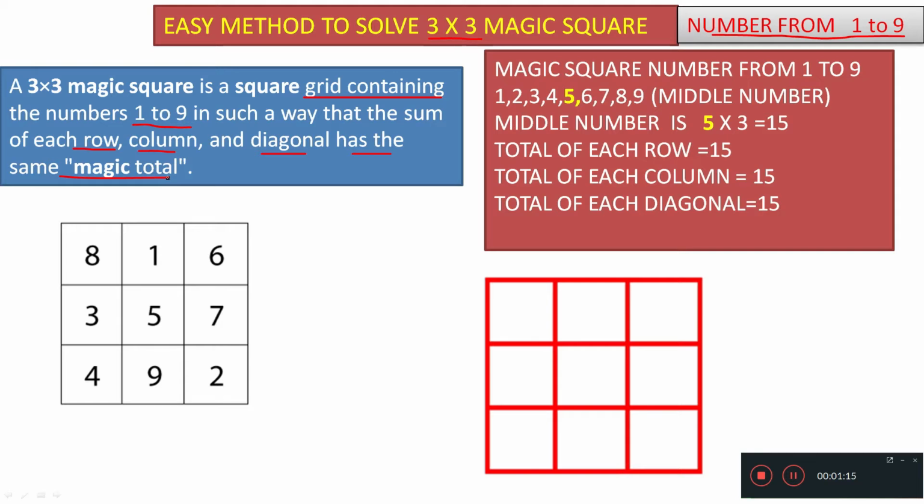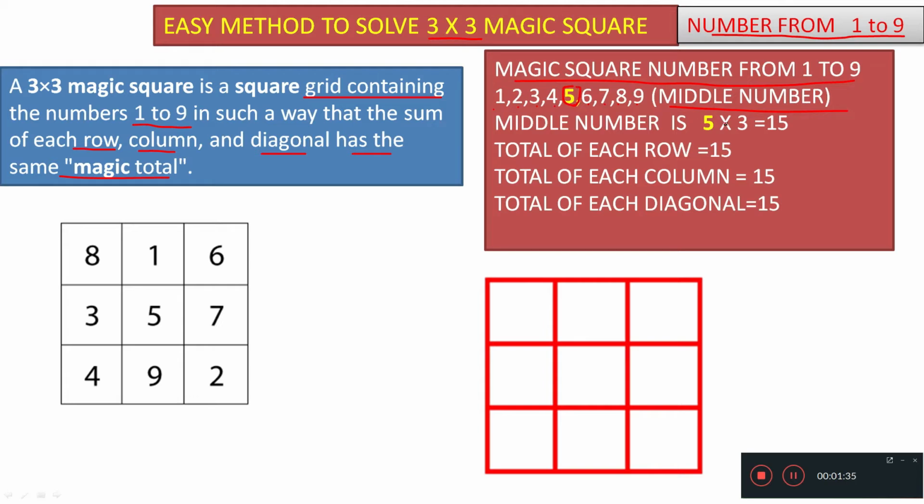Here, for example, we have taken the numbers from 1 to 9. First write the numbers in order: 1, 2, 3, 4, 5, 6, 7, 8, 9. Then you find out which number is the middle number. Here, 5 is the middle number.